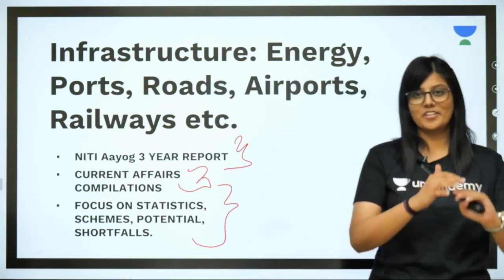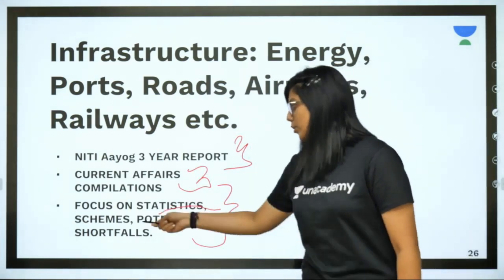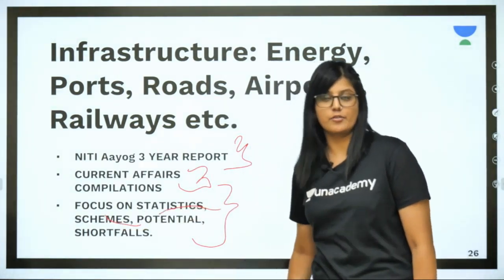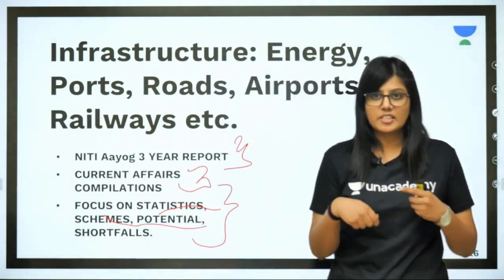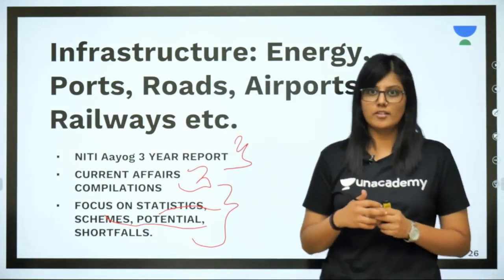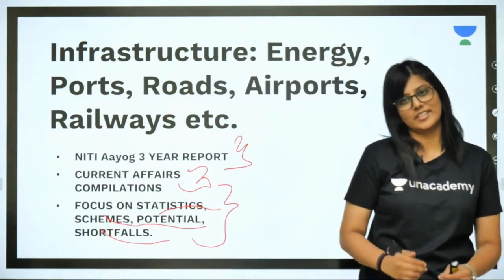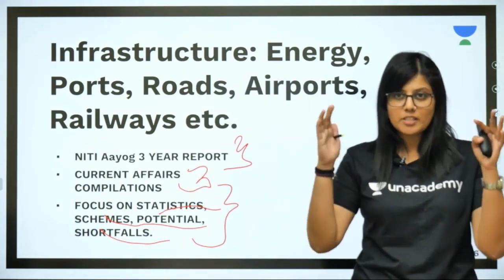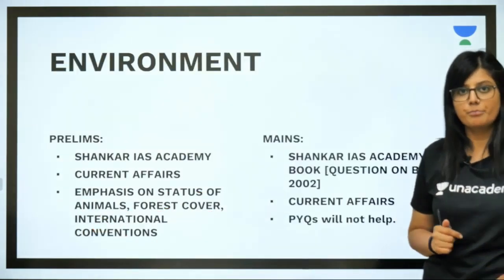I keep on saying this कि हर टॉपिक को कवर करने का एक स्टैंडर्ड तरीका है। उसमें ये आता है कि स्टैट्स क्या है, उससे कोई रिलेटेड स्कीम जैसे भारतमाला है या फिर भारत सेतु फॉर रेलवेज। Potential means what is the sector's potential, like India would be the 3rd largest aviation market, and shortfalls, what are the problems in that sector and why. So always keep these dimensions in your mind when you're covering any topic in the syllabus for that matter.